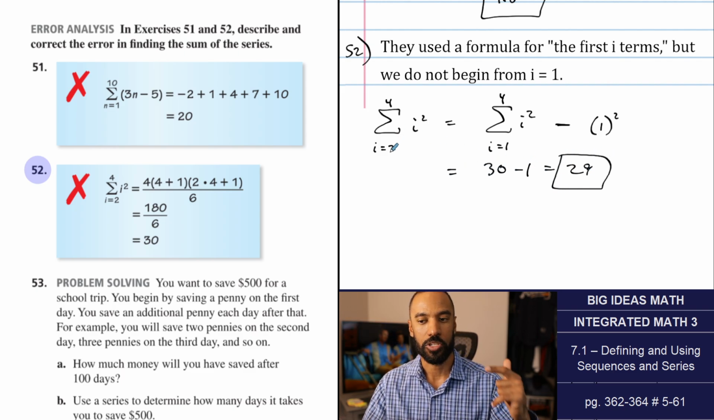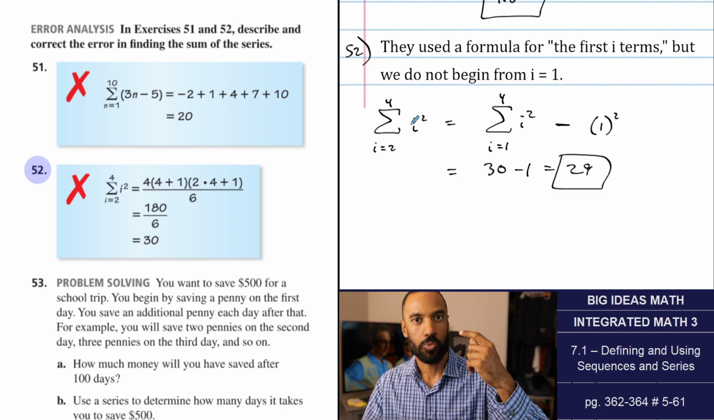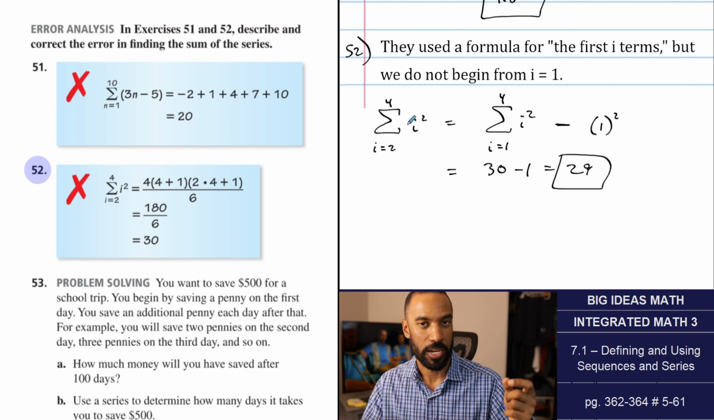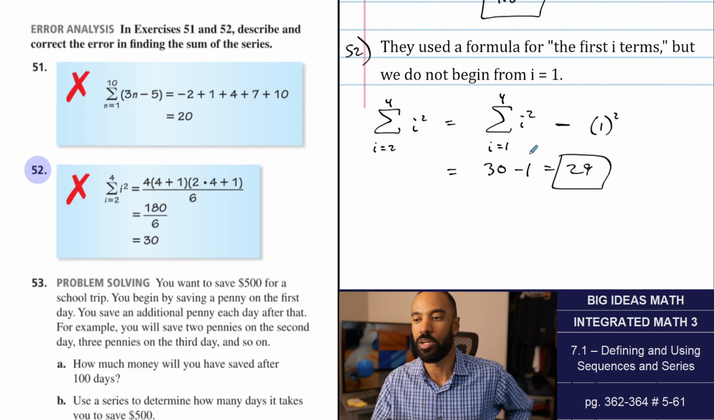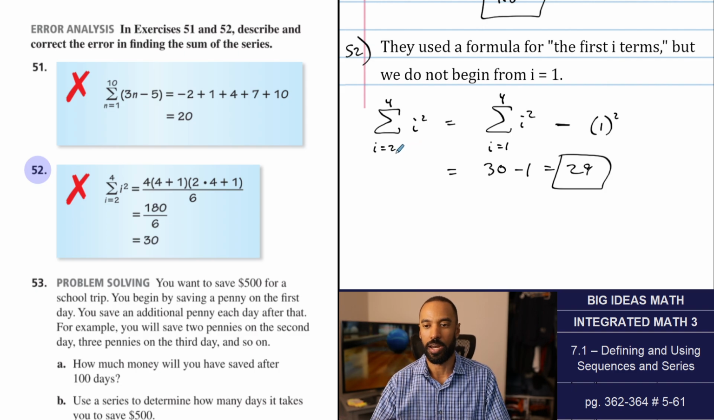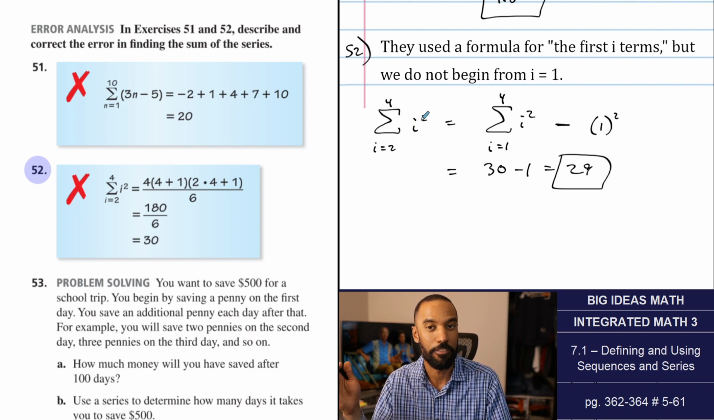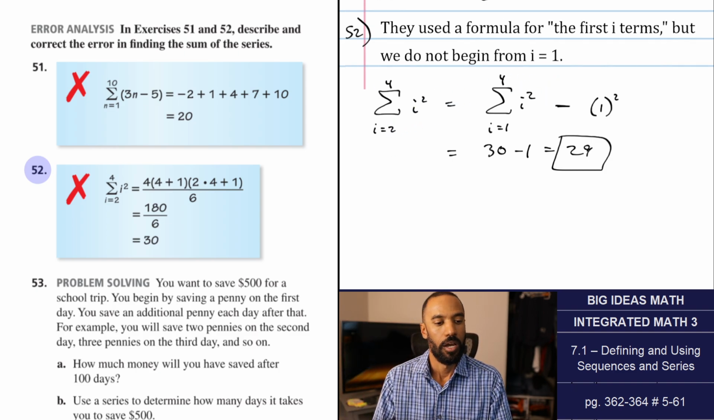Now, let's see if that works. 2 squared is 4, plus 3 squared is 9. That's 4 plus 9 is 13, plus 4 squared is 16, and 13 plus 16 is 29. So that is the right answer. We're taking out the 1 squared because we don't have the first term there. It's not in there. All right.